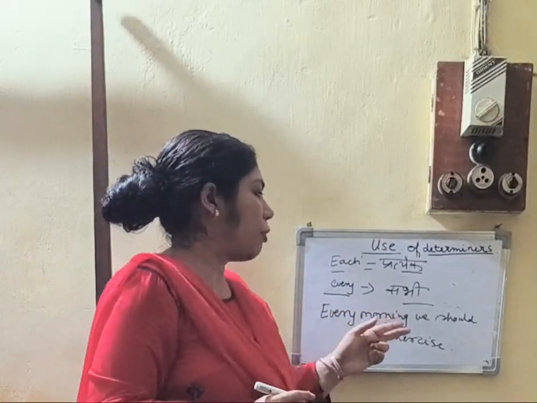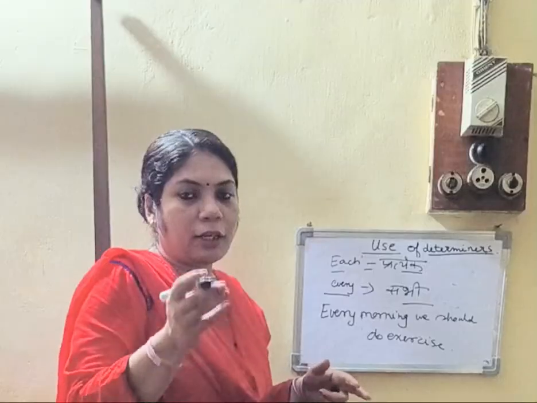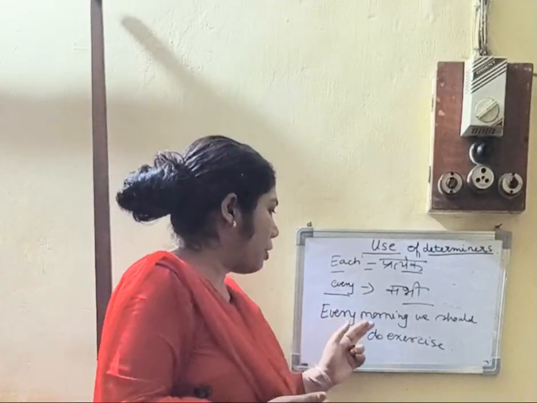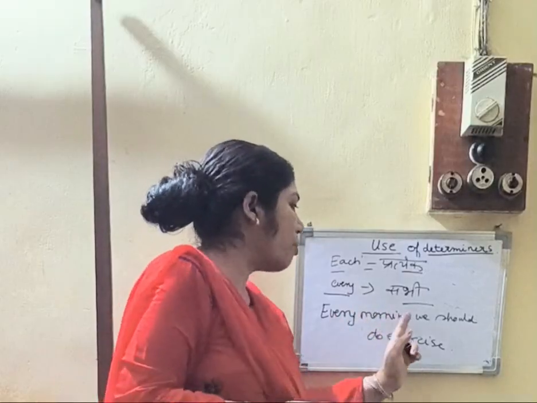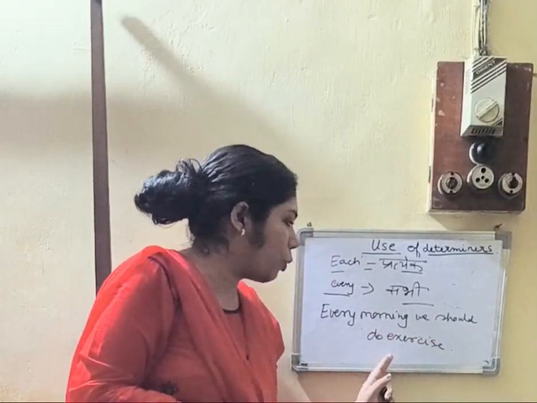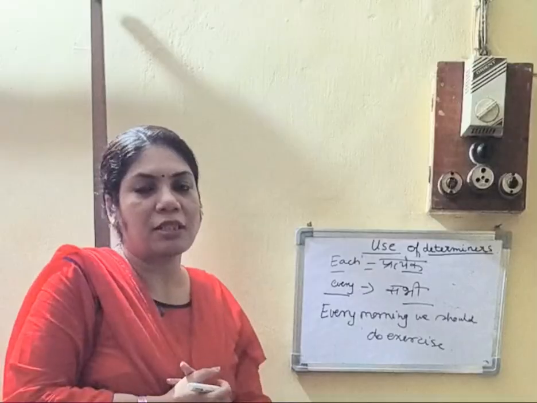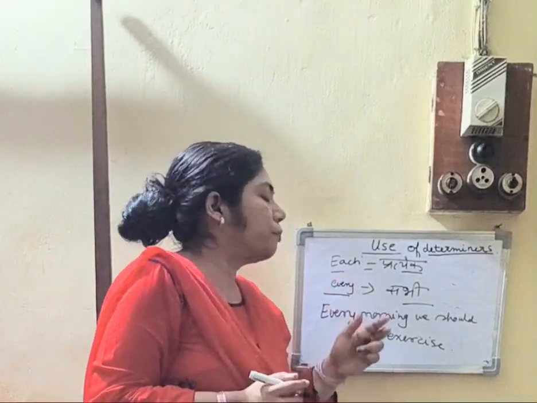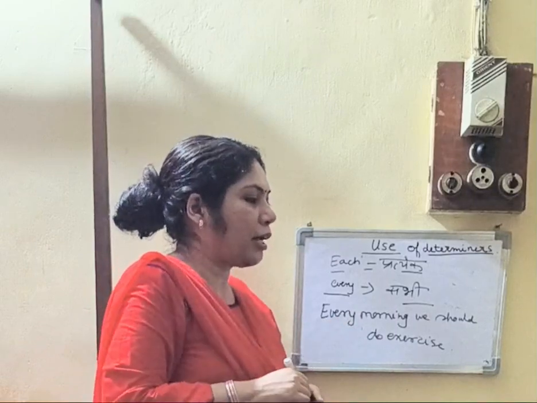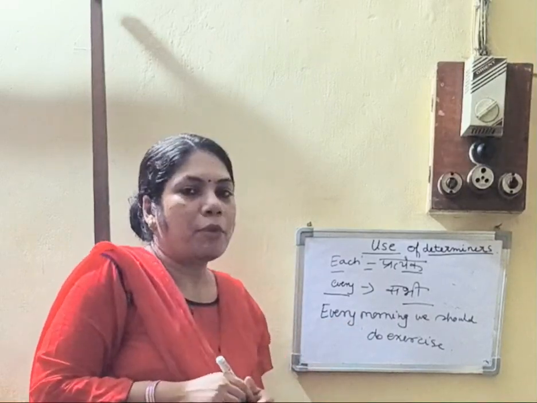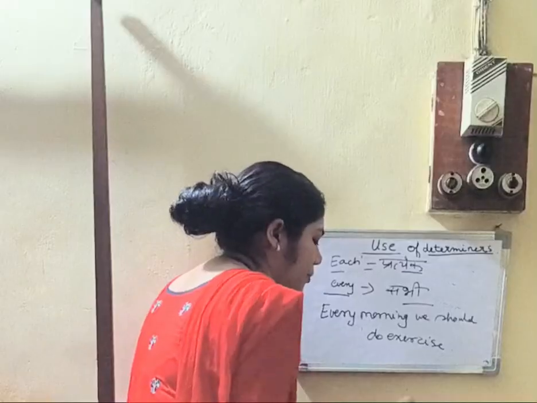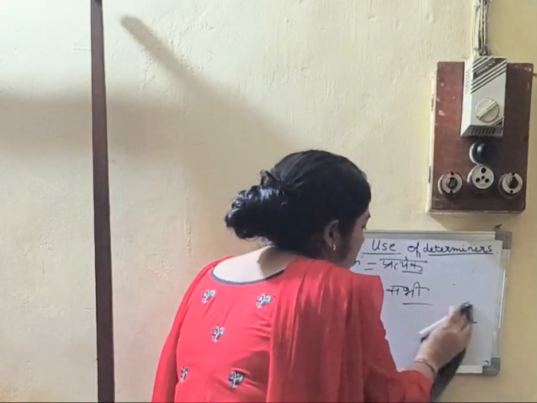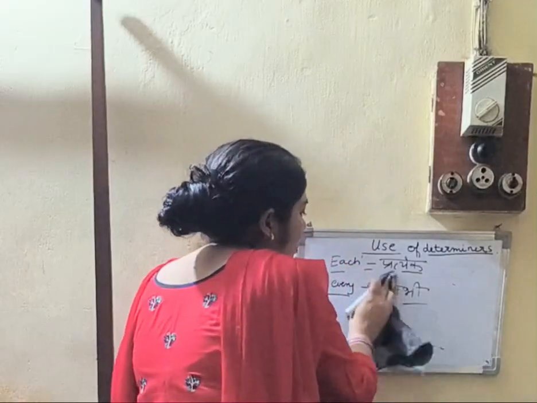We're not indicating that which person. I'm not indicating each or every person, but this I am saying or writing on the whiteboard that every morning we should do exercise. This is the affirmative sentence. Okay. So each, every, neither, either, ये हमने समझा. अब यहाँ तक ये सब आपका डिटरमाइनर. These are all example of determiner.